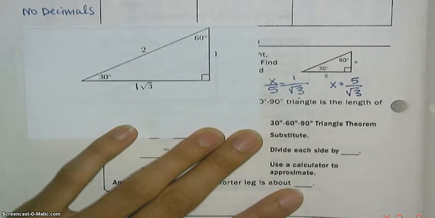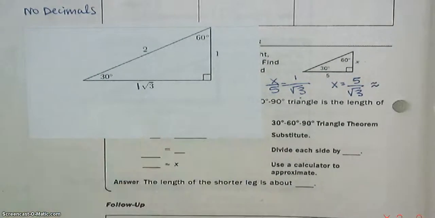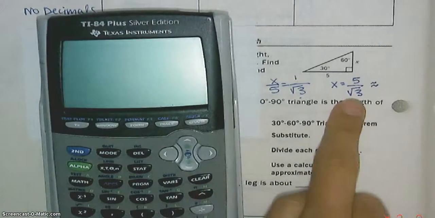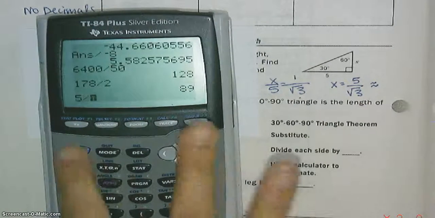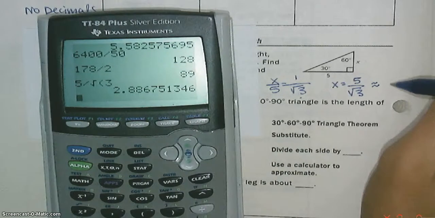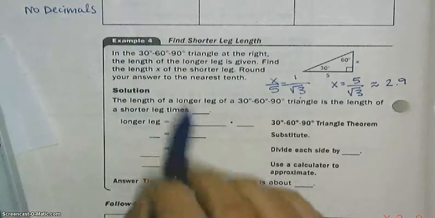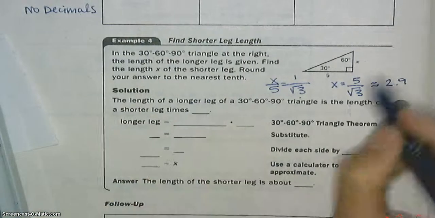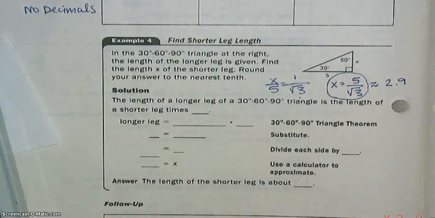You can leave it like this, or you can give a decimal approximation. Sometimes we don't like to have square roots in the bottom, but I think it's fine. You can just leave your answer just like this. If you want to, you can put it in your calculator. Approximately 2.9, because the direction said round to the nearest tenth. But I think it's fine to leave it like this.